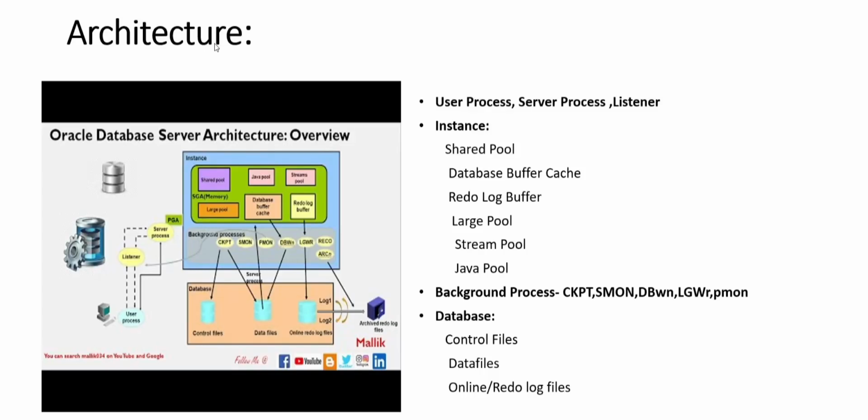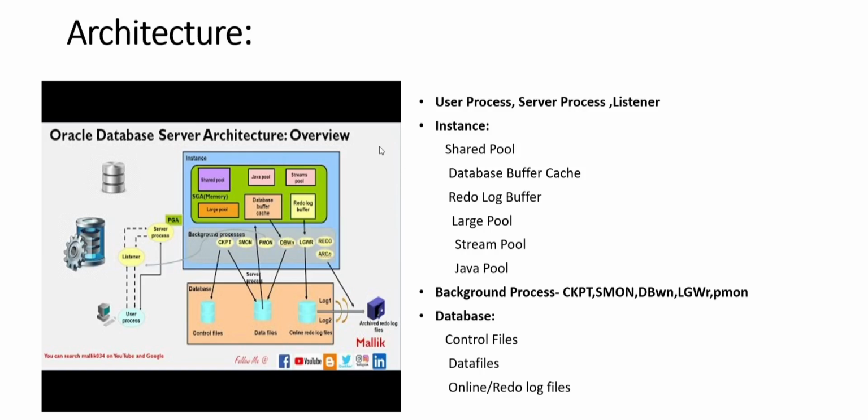In this video, let's discuss each and every part of the architecture, and also how to establish a session and, when you query a database, how the internal process takes place. This is the architecture of the Oracle database server. Instance, background process and database are the internal parts of the architecture, and processes like the user process, the listener and the server process help the user in order to establish the session.